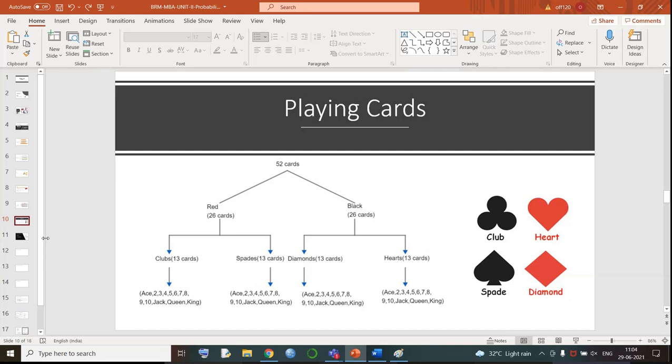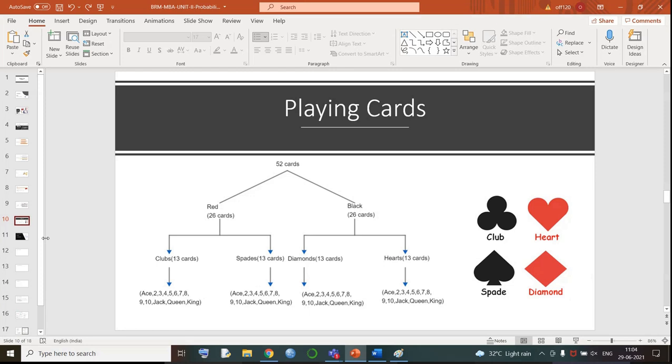Now, out of 52 cards, what sort of cards do we have? There are two different colors of cards: one is black, the other is red. How many red colored cards are there? Out of 52, it is divided into two parts, that means 26 and 26. 26 red cards and 26 black cards. Again in red cards, there are two different types of symbols: one is hearts, the second is diamonds. So again 26 into two parts, 13 diamond cards and 13 heart cards.